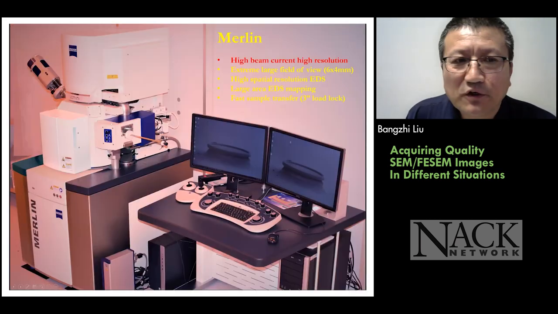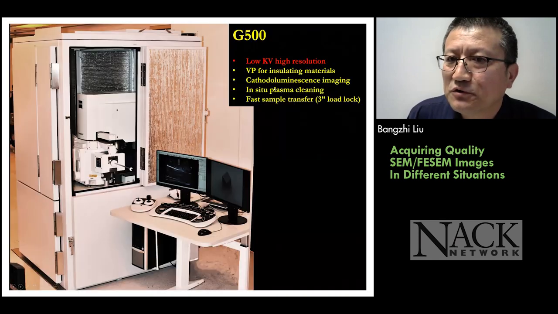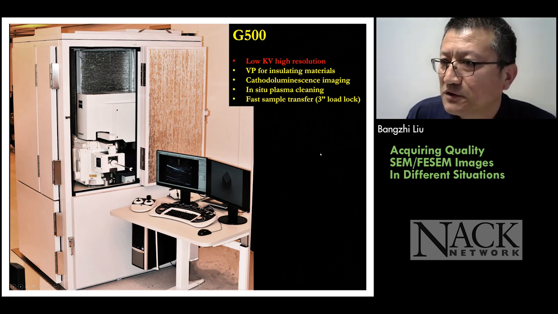So for EDS, which requires high beam current, if you want to do EDS, then you need to use this one. If you have a 2D material, remember we mentioned that 2D materials require low kV, so this one is better for 2D material. It depends on your sample; sometimes you need to pick a different SEM.